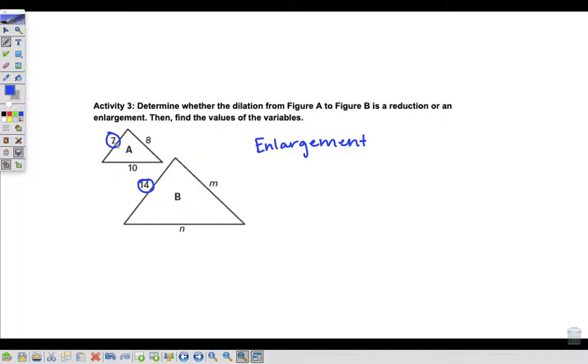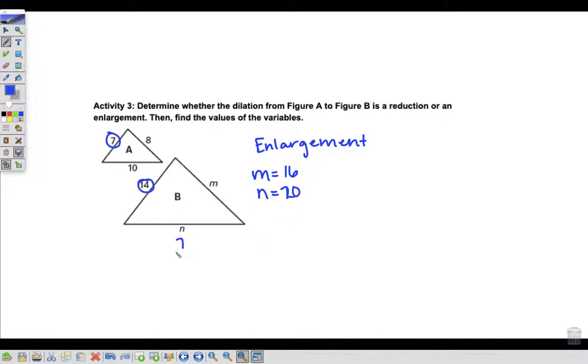So I can look at the relationship there, or I can look at the scale factor to figure out how did I go from 7 to 14. Well, I know that 7 times 2 is 14, so that means I had to do the same thing to 10 and the same thing to 8. So I know that m will be equal to 8 times 2, which is 16, and n will be equal to 10 times 2, which is 20.